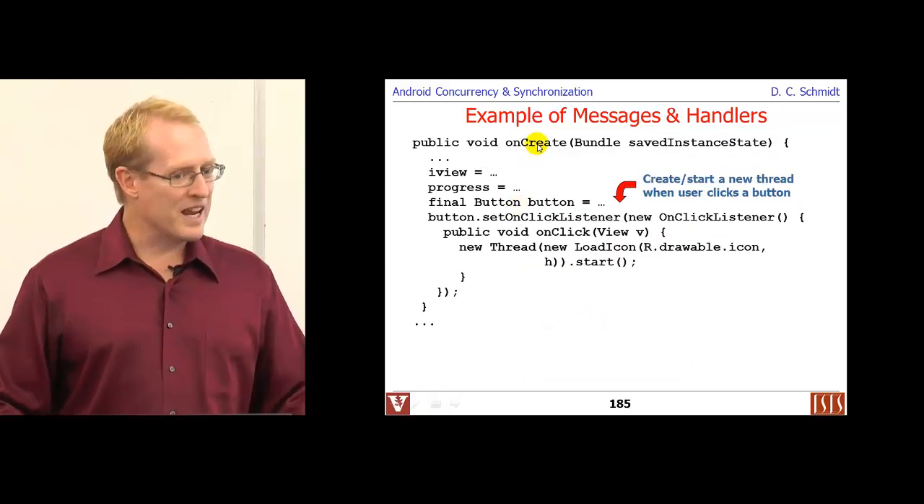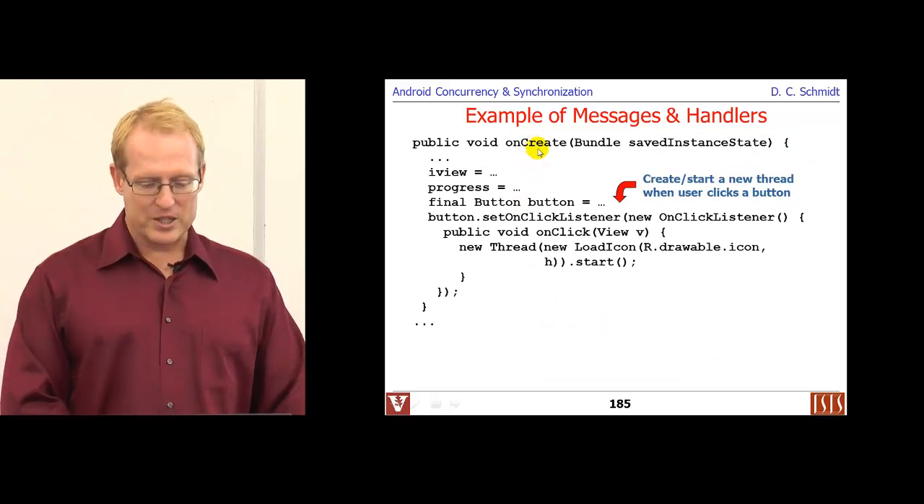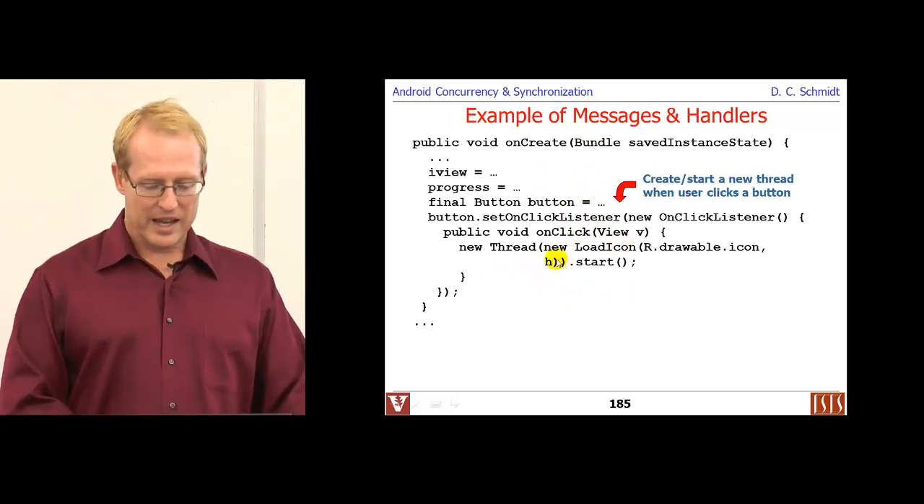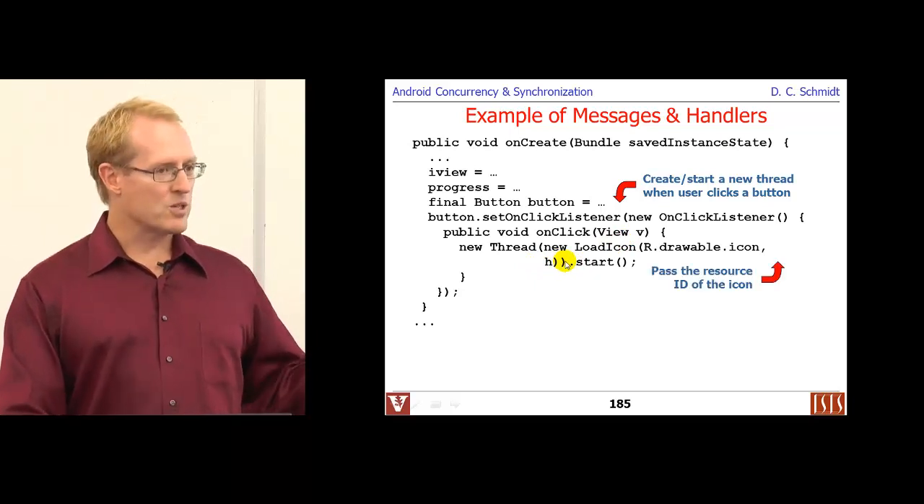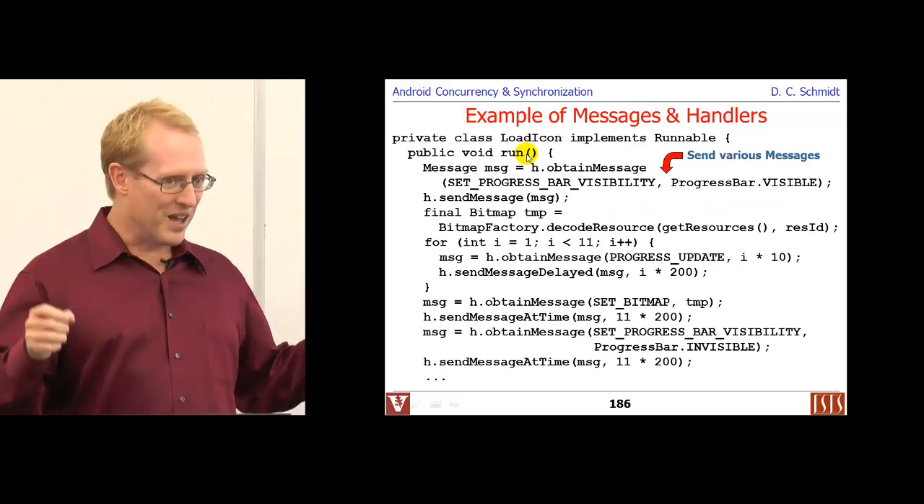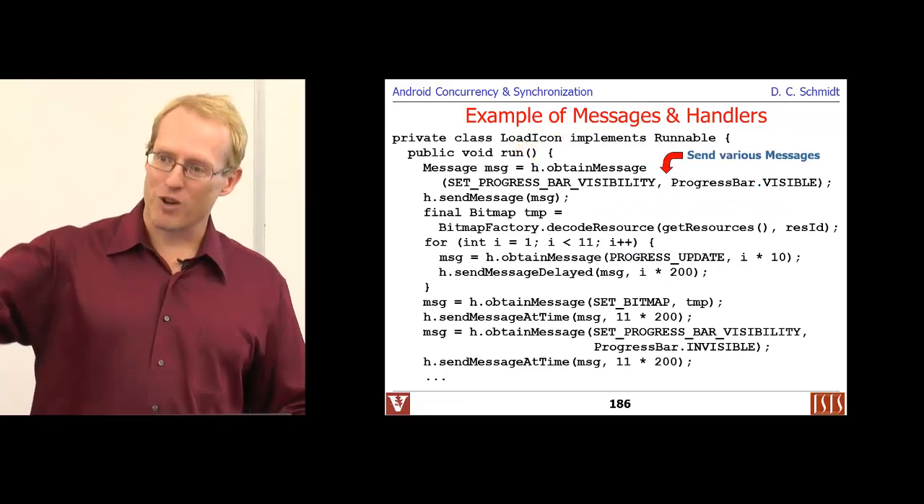Here's the onCreate hook method. And as you can see in this particular case, when this guy gets called, we go ahead and set up a click listener, which creates a new LoadIcon. We'll look at that in a second, which is a runnable, and it starts a thread. We pass in the resource ID of the icon. And then here is the run method of the LoadIcon runnable.